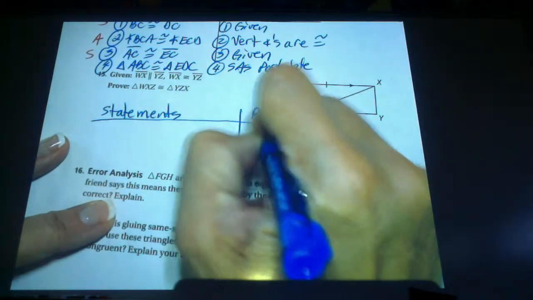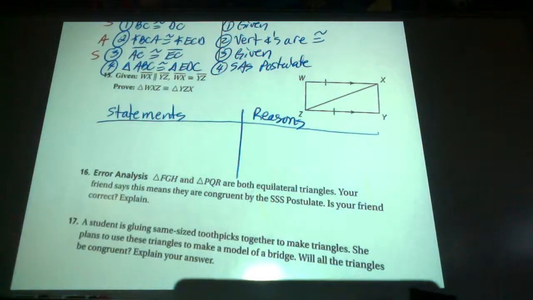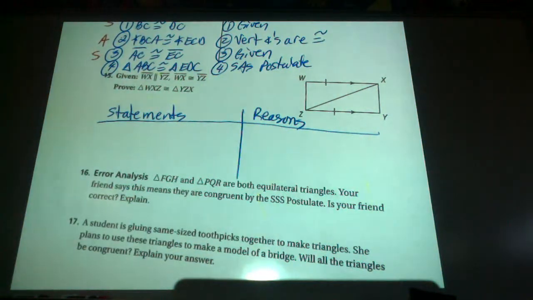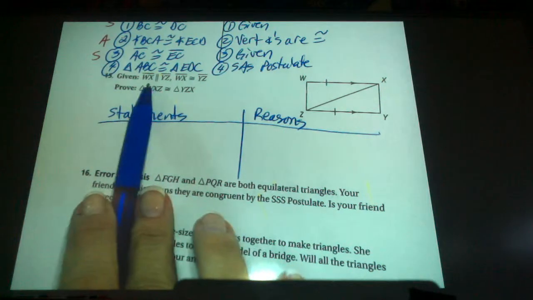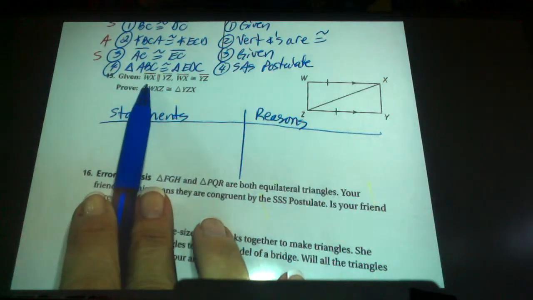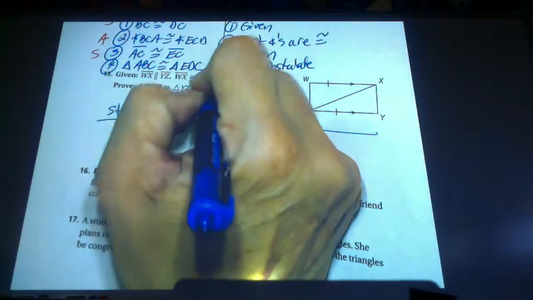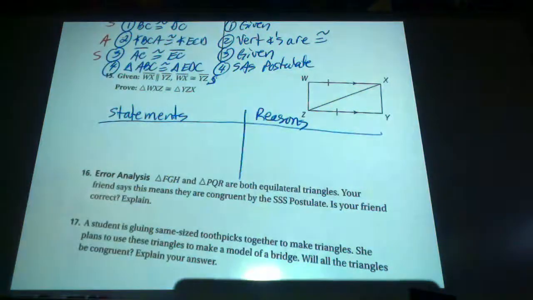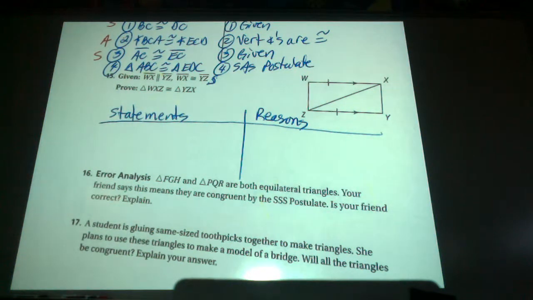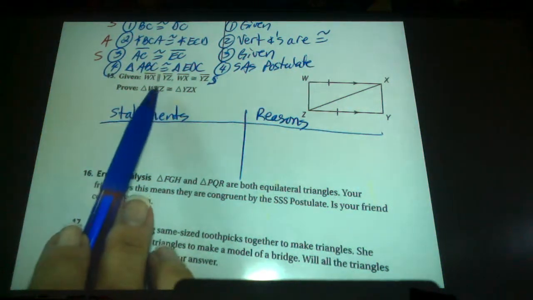And our reasons. So notice what they have given you. They've given you parallel lines. Well, that's not sides or angles, so we'll hold off on that. But they've given you this: side WX is congruent to side WZ. That's an S, isn't it? Well, we need 2 more pieces. They must have given us parallel lines for a reason.